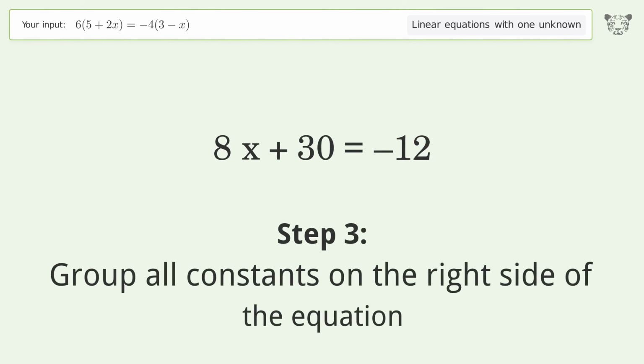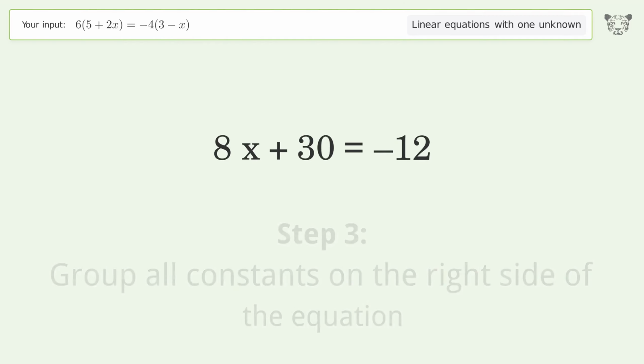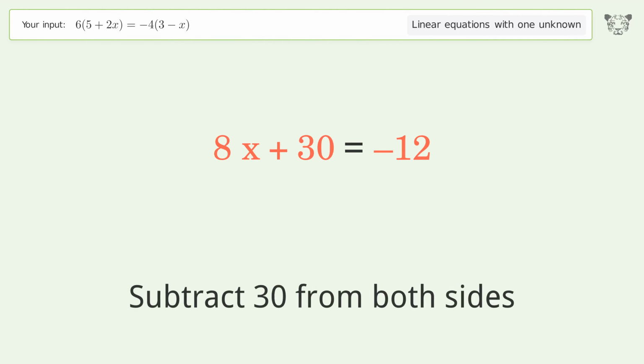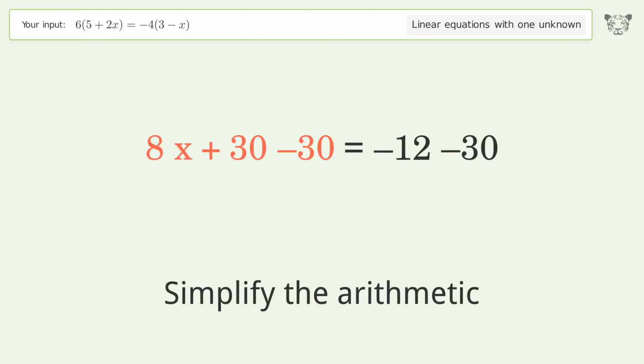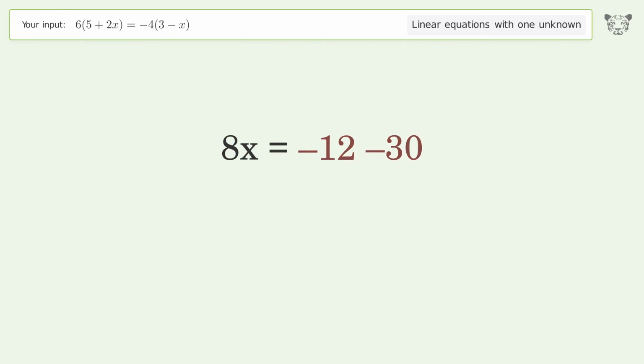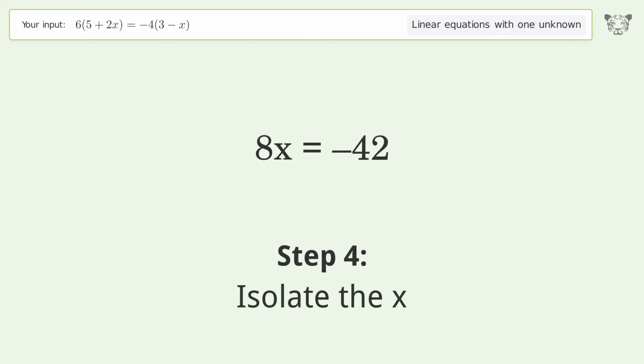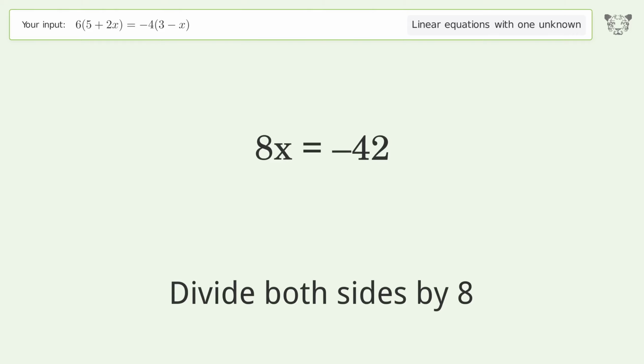Group all constants on the right side of the equation. Subtract 30 from both sides. Simplify the arithmetic. Isolate the x. Divide both sides by 8.